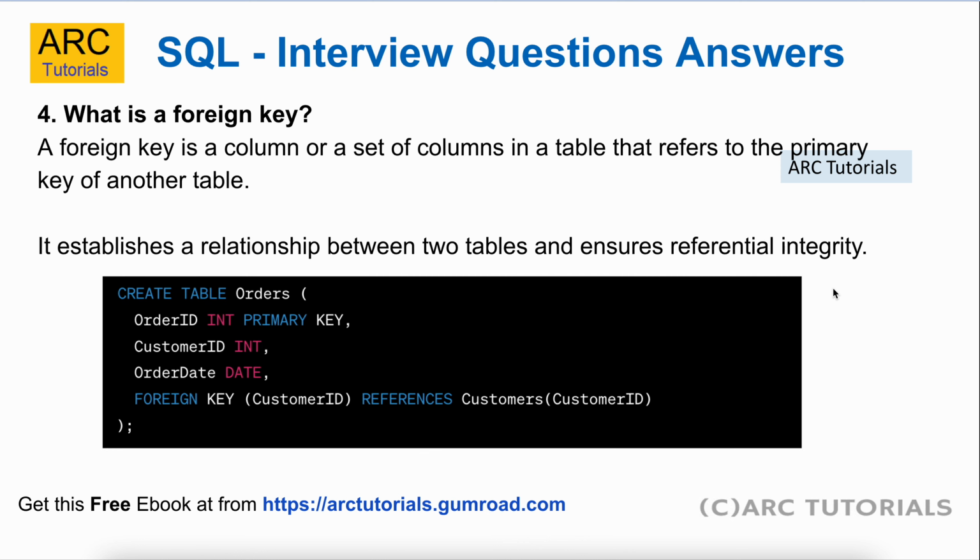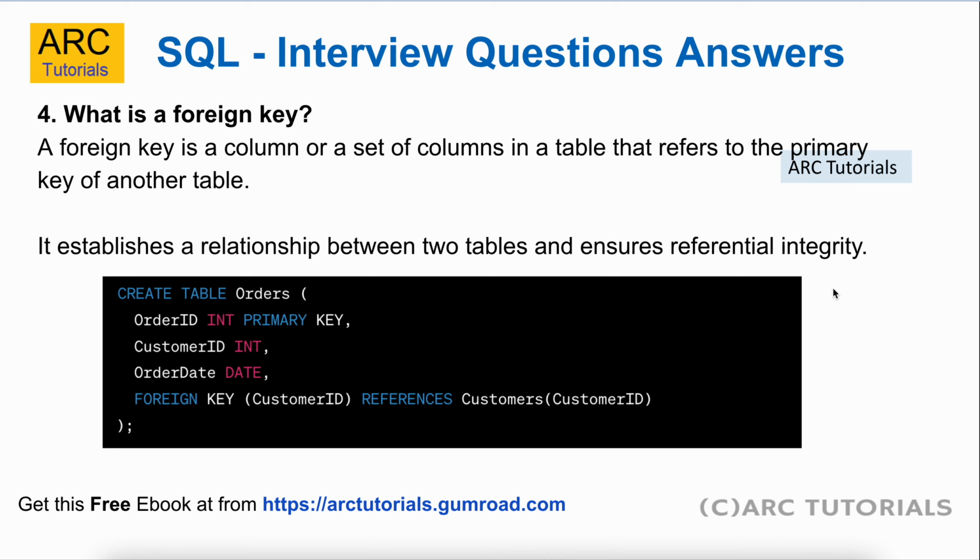The next is, what is a foreign key? A foreign key is a column or a set of columns in a table that refers to the primary key of another table. We are talking about RDBMS, that means Relational Database Systems. There has to be some relation between 2 tables in order to get the joint data.